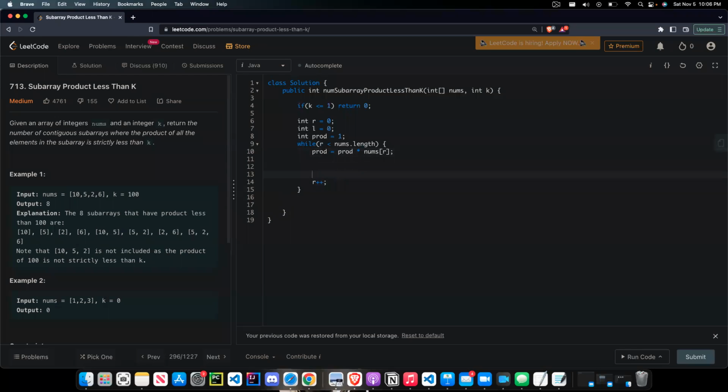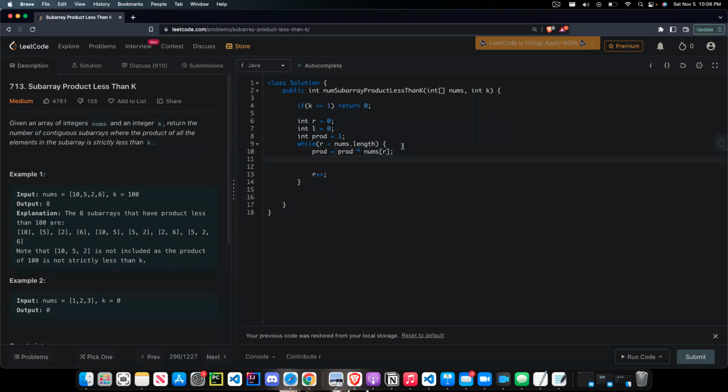But in between both of these lines, before moving right up, we want to see, okay, is the product less than k? Is the product less than k? Well, if it's less than k, we want to count and so forth. But I encourage you to look at this in a different manner.